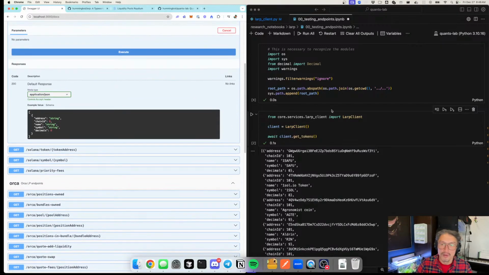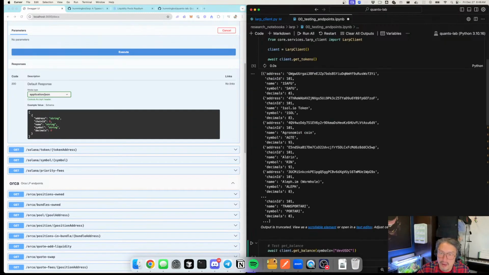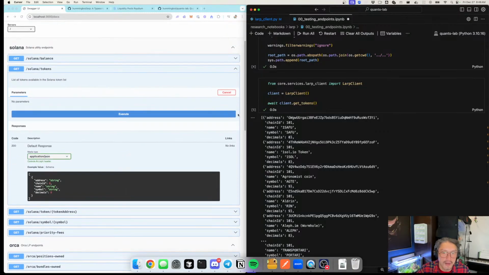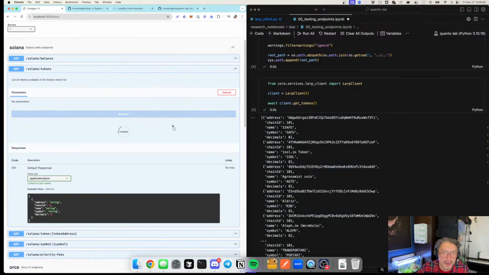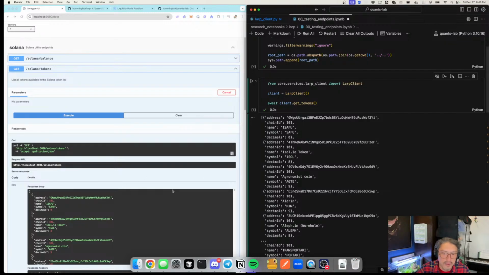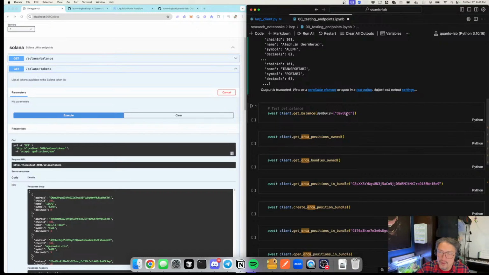Okay, so let's do that. Yeah, okay, it looks like it's getting all the tokens from here. This one is here and here, it matches. So now we confirm that we have access to LARP, and now we can get the balance of our WIF tokens.